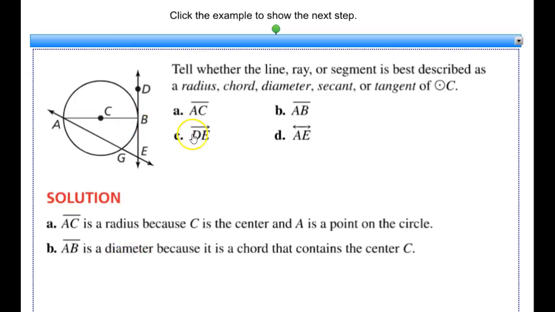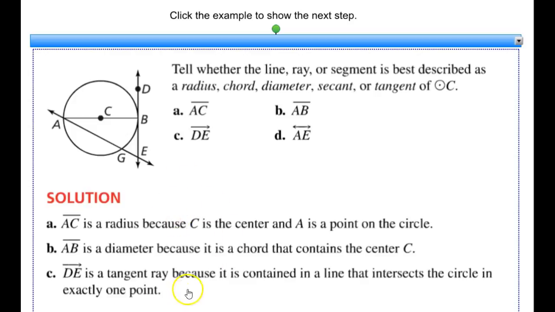So now let's look at ray DE. So a ray, remember, starts at an endpoint and continues on in the other direction, right? And I know it's a ray because I have one arrow here. So if I start at D and go to E, I see that I'm not going through the circle, but I'm touching the circle at one place. So it's tangent because I intersect at exactly one point.